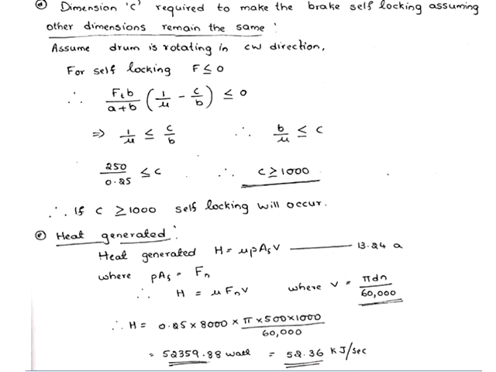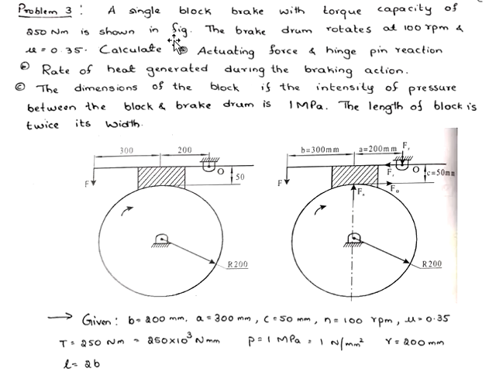One last question. A single block brake with torque capacity of 250 Newton meter is shown in the figure. The brake drum rotates at 100 rpm and mu is 0.35. Calculate actuating force and hinge pin reaction, rate of heat generated, and dimensions of block. In this question, intensity of pressure is given as 1 megapascal. Length of the block is twice the width. This diagram is given.